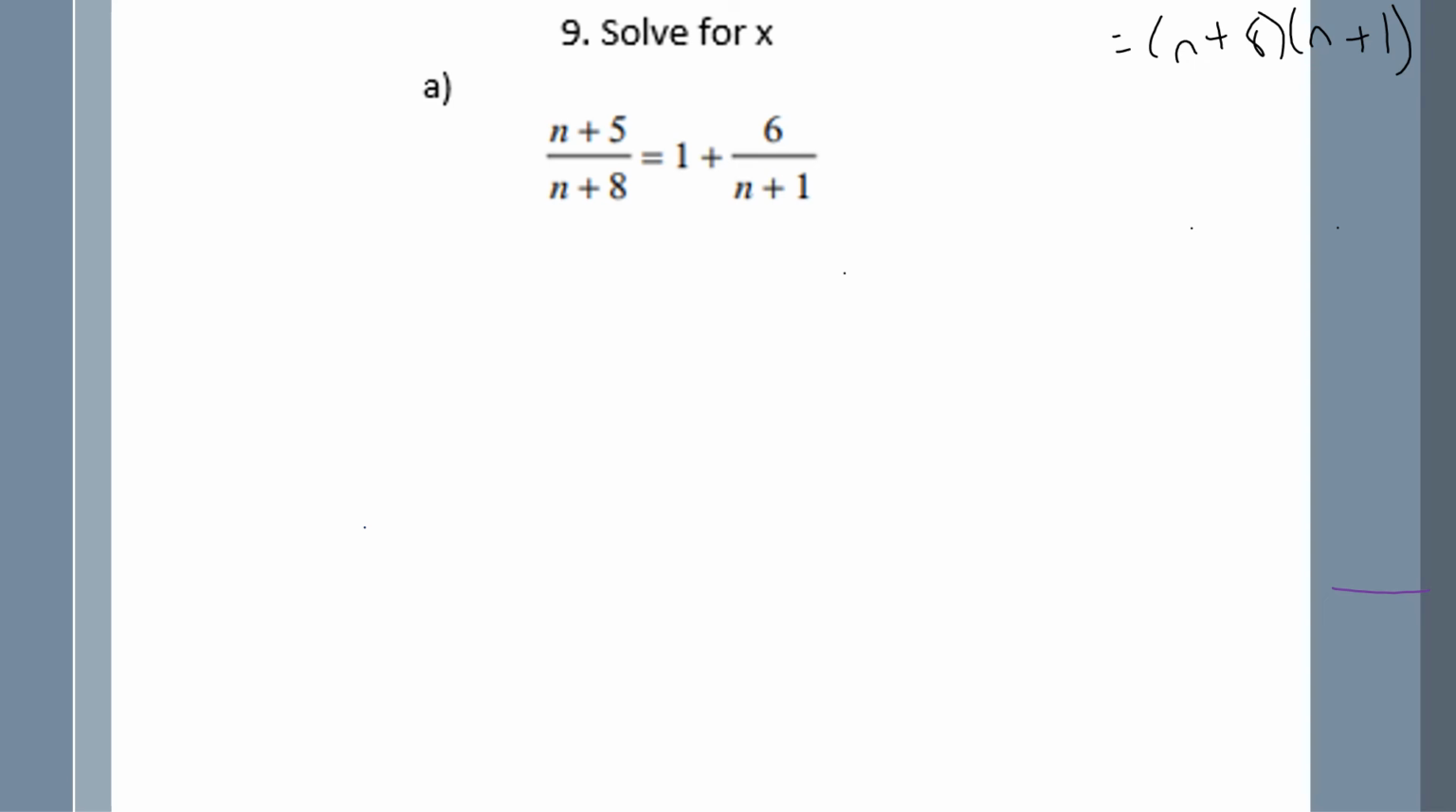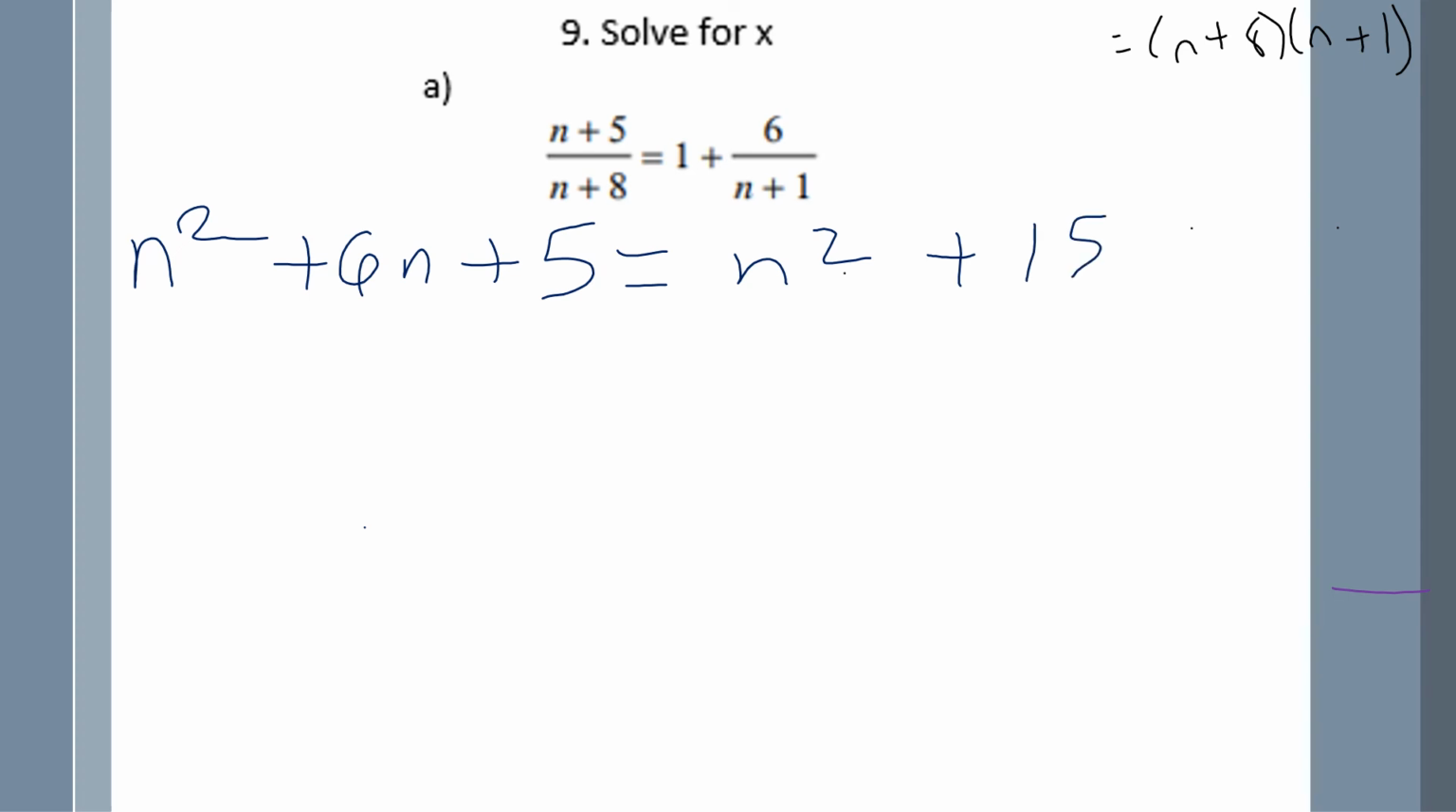So we had n squared plus 6n plus 5 on the left hand side, and on the right hand side, we have n squared plus 15n plus 56. Now, this is all about moving stuff to the left hand side and solving for n, because you guys know how to do this part.